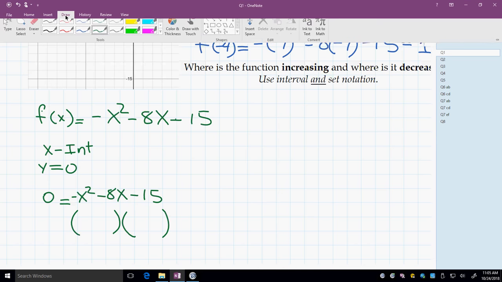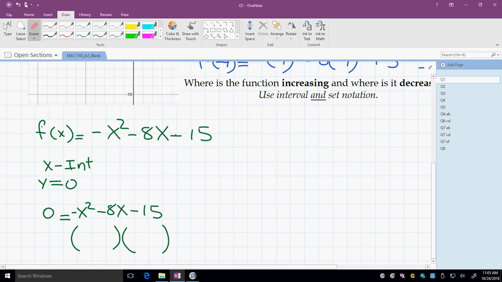So you're dividing everything by negative 1? Negative 1. So everything is positive? Yes. Everything is going to be positive.